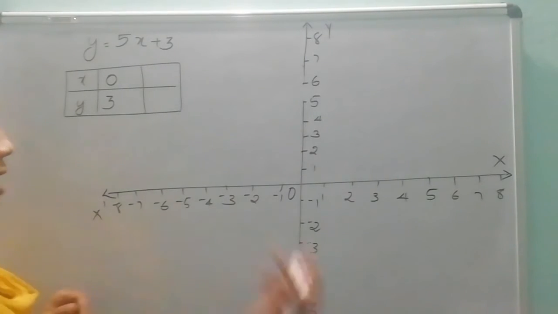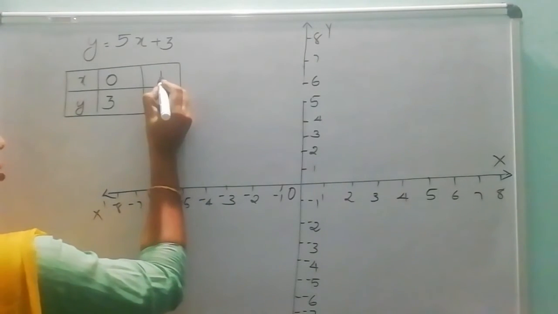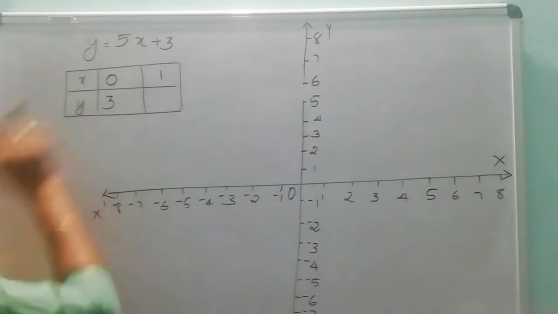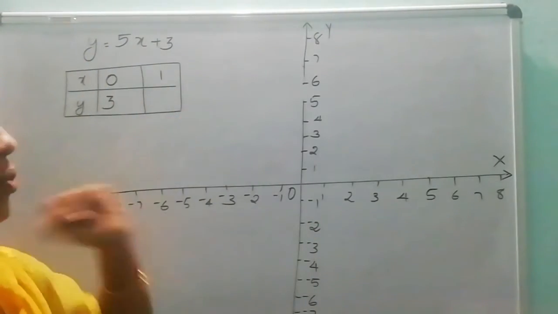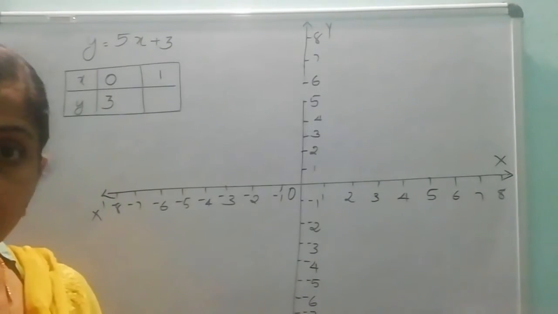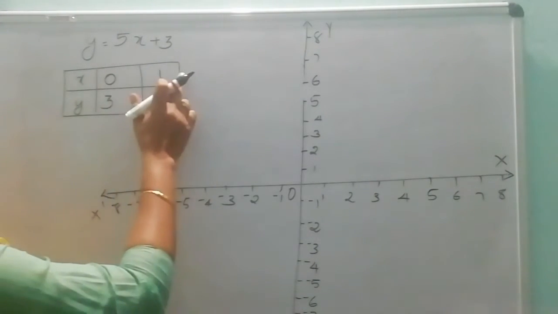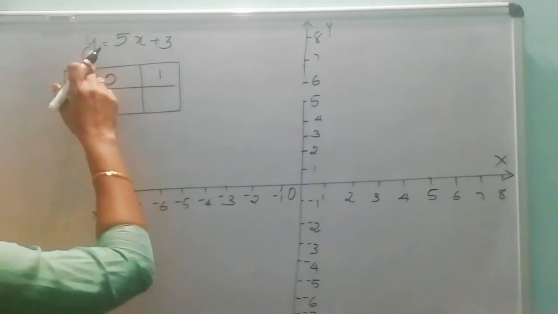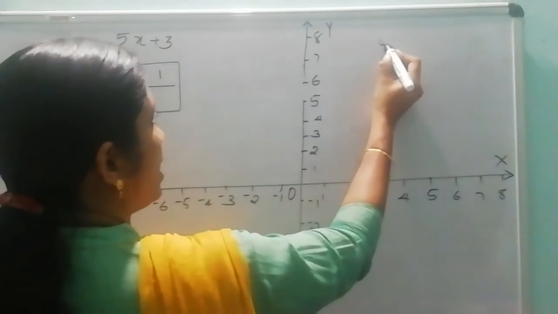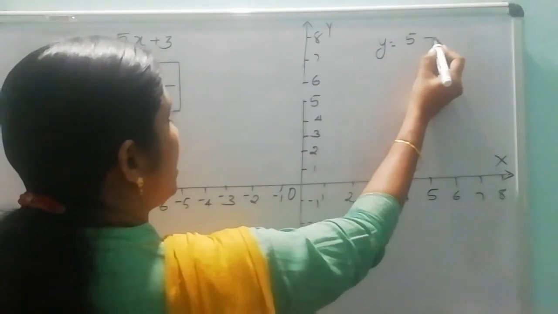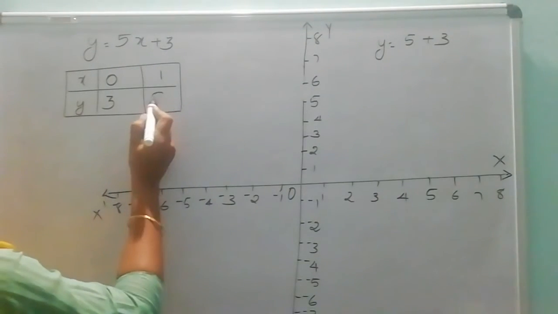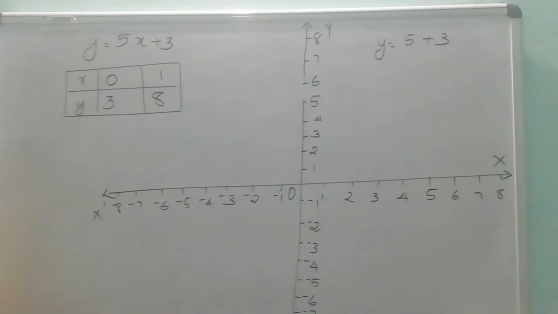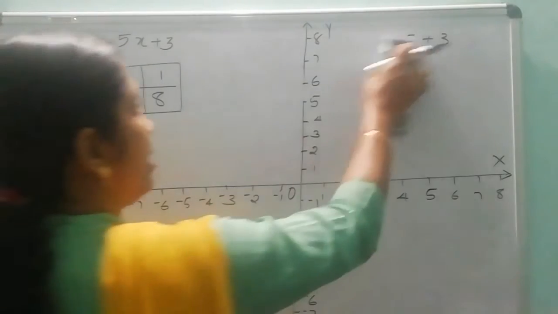Then we can put any other value. Suppose x is equal to 1. Otherwise, if we take y is equal to 0, we will get a fraction, so to avoid that I put x is equal to 1. You can put 0 also, no problem. When x is equal to 1, y is equal to 5 into 1 plus 3, that is 8. We got 2 points.